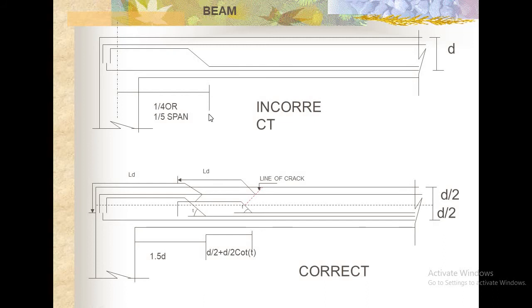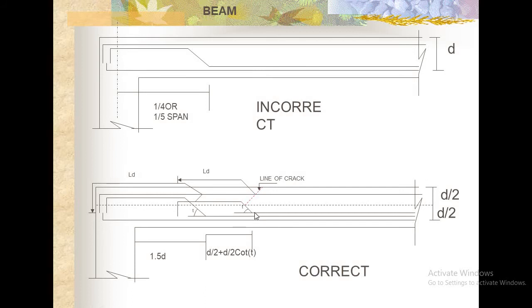Actually, 1/4 of the span is the length, from the center to the column or support. From that point you start the bending up. This is the way we normally adopt the bending up process, but it is not correct. The correct way is: take the total effective depth, that is D. At 1.5 times D you need to bend up, at an angle of 45 degrees, like this one.